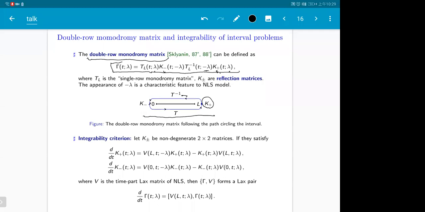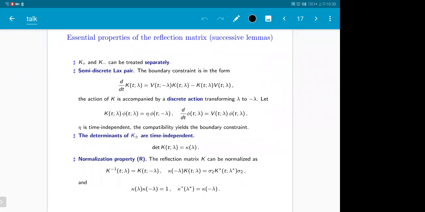With the definition of the double row monodromy matrix, the integrability criterion is the following. If your reflection matrix satisfies these two gauge type transformations, then your double row monodromy matrix amounts to a Lax formulation. With this Lax formulation, this indicates that the model under consideration is actually integrable.